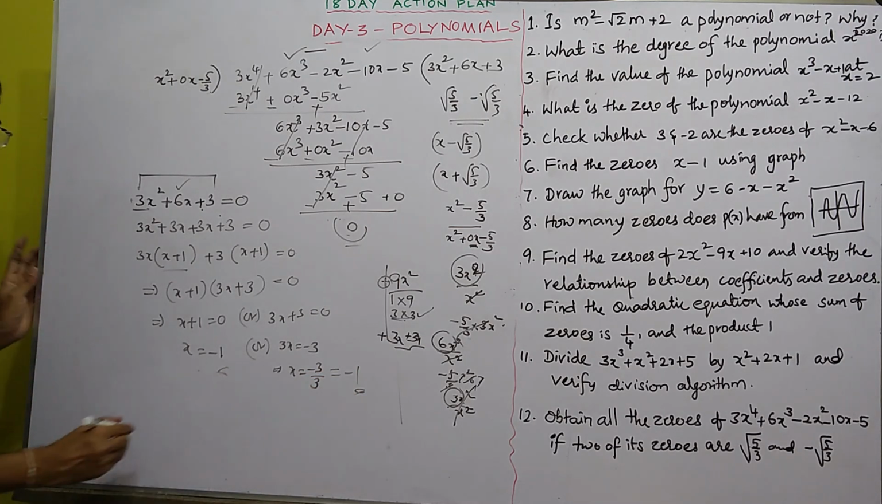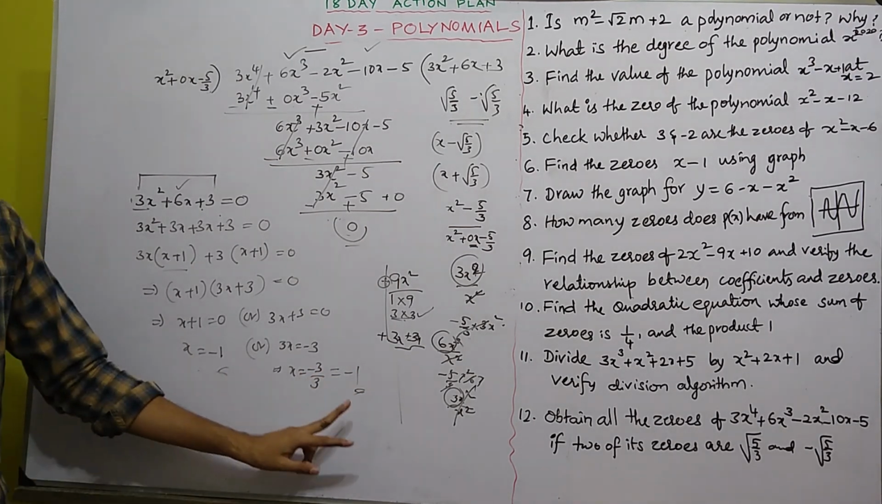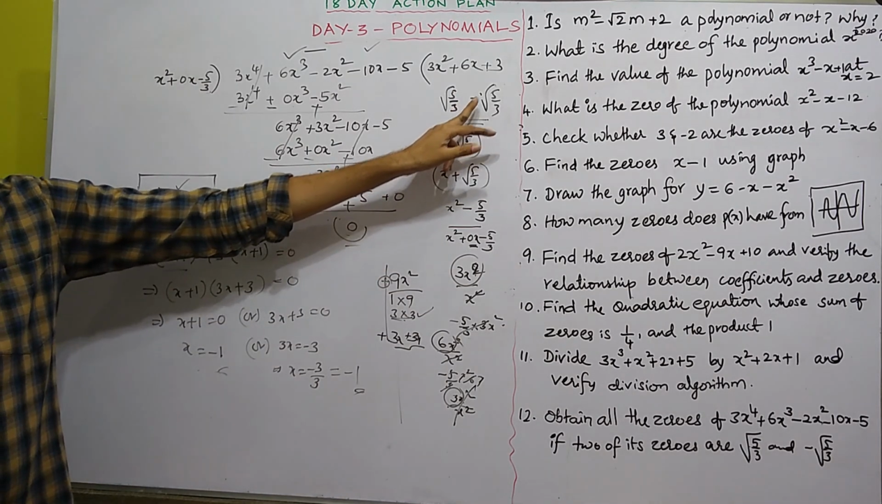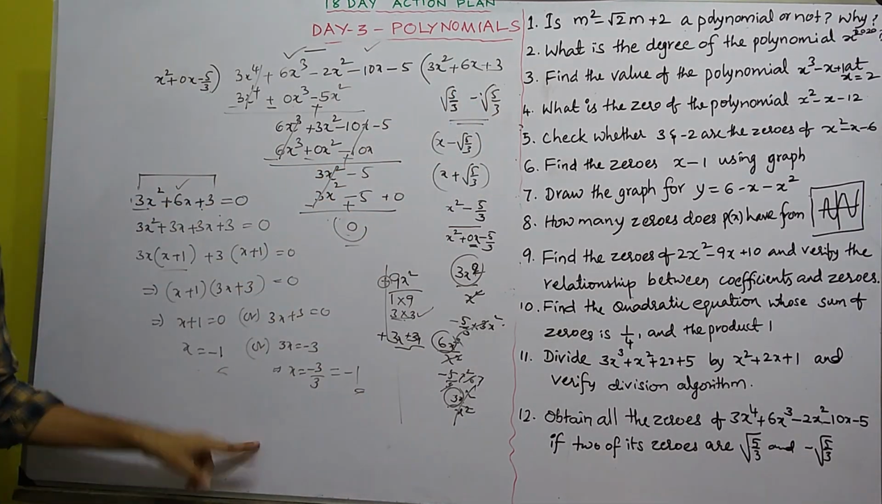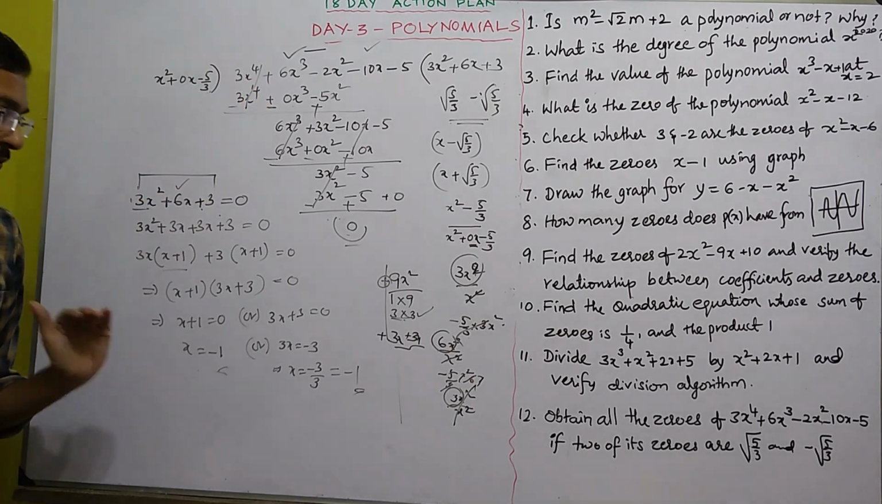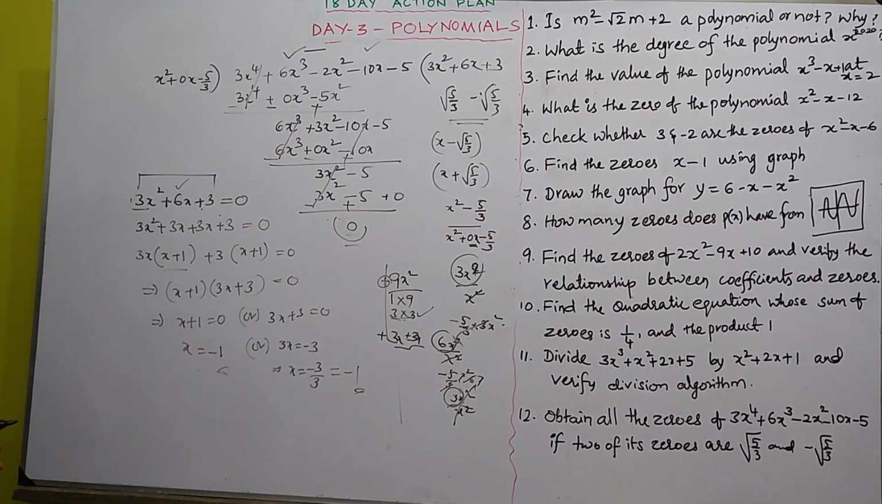So you got the same. Now minus 1, root 5 by 3, minus root 5 by 3. These 4 are the zeros of this one because its degree is 4. Now we have one more thing to say.